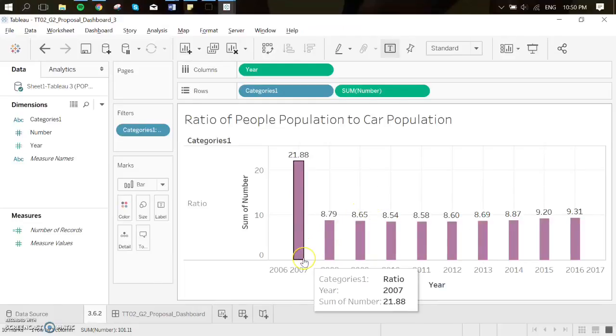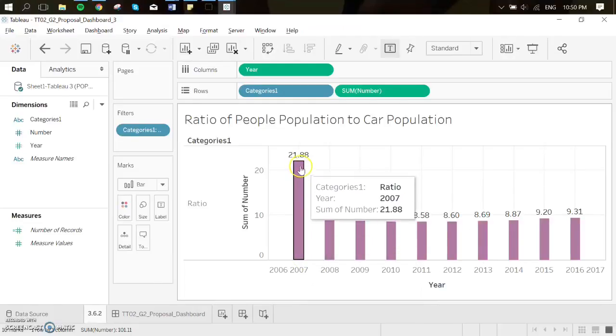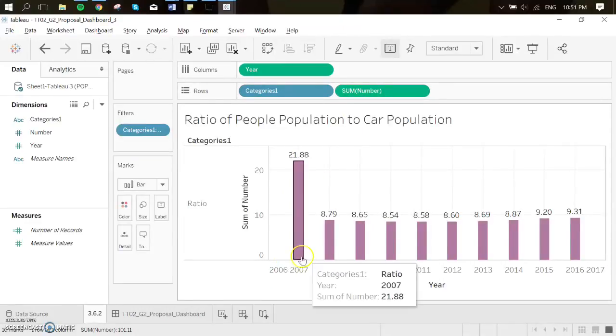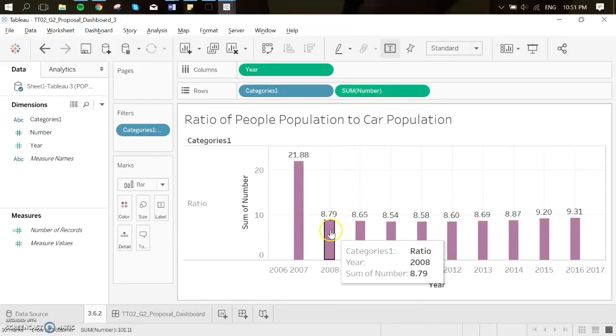In 2007, the ratio of the number of people to car was 21.88. As we use the number of years and the sum of the number of people, we can see that for every 21.88 people, only one car was purchased. And in 2008, this ratio dropped drastically to less than half, to about 8.79.